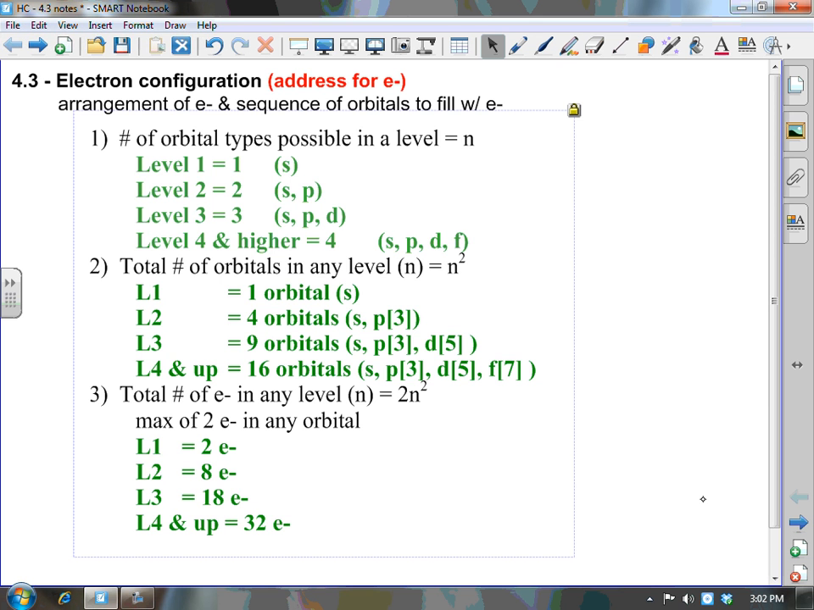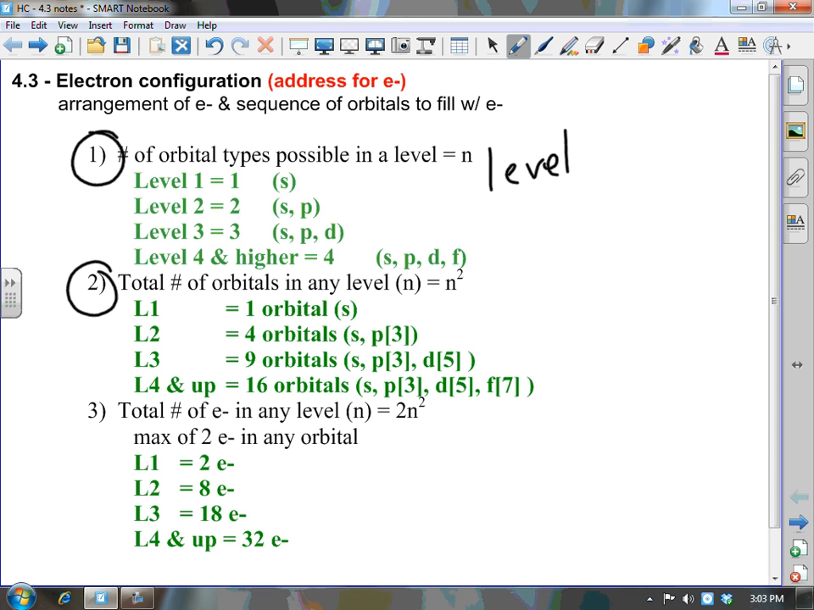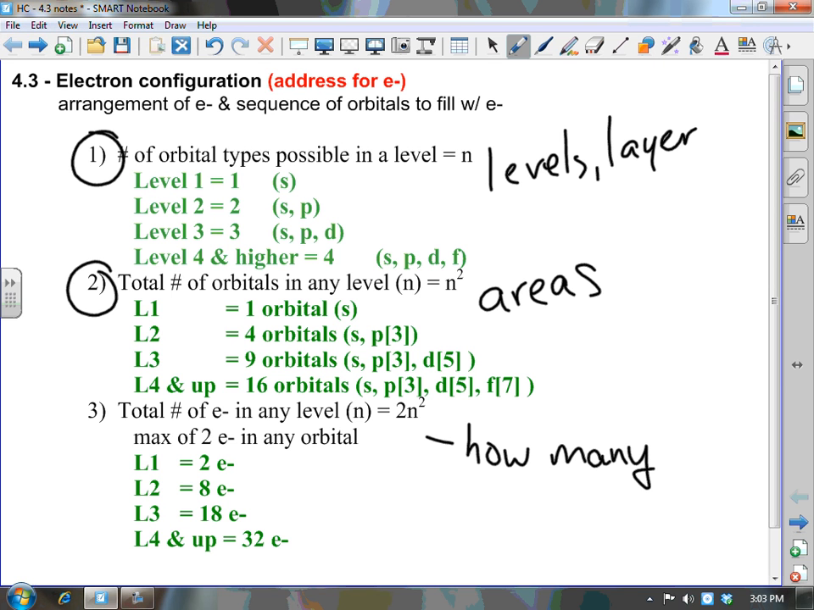There are obviously levels within an element. So we talk about the levels that electrons can reside in. There are also areas. So we're going to think of levels or layers, and the orbitals we want to think of as areas. And then finally, how many electrons can reside in a particular orbital or area, or even back up a little bit, a layer or level.